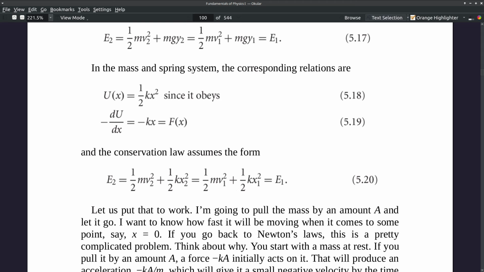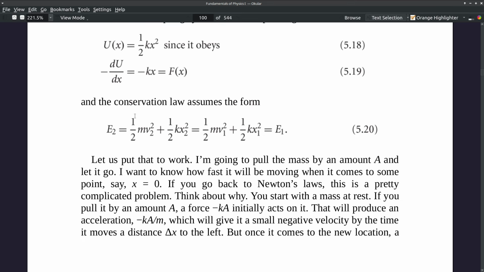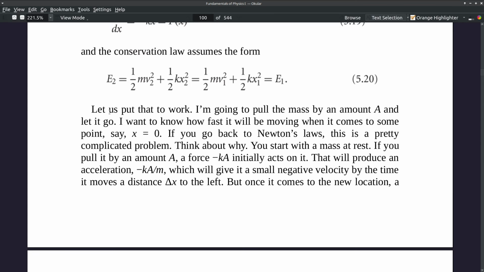Now, in the mass and spring system, the corresponding relations are U of x equals 1/2 kx squared, since it obeys negative dU/dx equals negative kx equals F of x. And the conservation law assumes the form E sub 2 equals 1/2 mv sub 2 squared plus 1/2 kx sub 2 squared equals 1/2 mv sub 1 squared plus 1/2 kx sub 1 squared equals E sub 1. So let us put that to work.